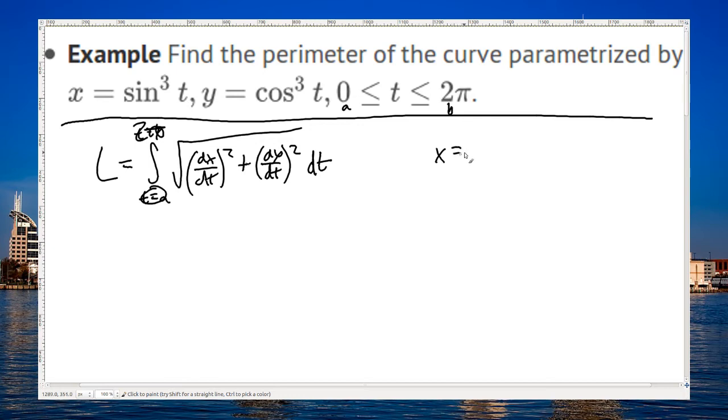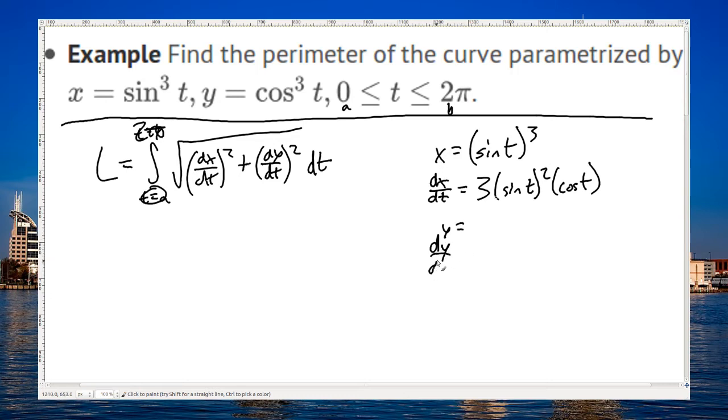All right, well, what we need to figure out is what's my x derivative and what's my y derivative. So let's do that. If my x is sine cubed of t, then I'll bring down the 3, sine squared, derivative of sine is cosine. That's my dx dt right here. My dy dt, I need to start with what my y is. My y is cosine of t cubed. And so I'll get the exact same, except with sine replaced with cosine, and the derivative of cosine is negative sine.